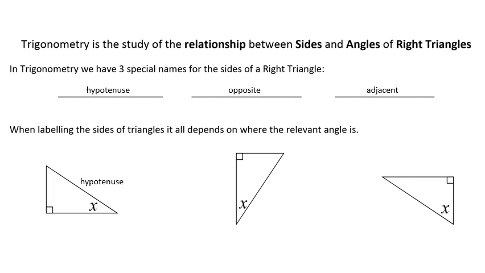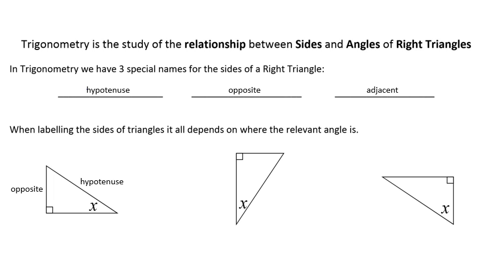The next side that we look for when we're labeling a right triangle is the opposite side. So just like the hypotenuse is directly across from the right angle, the opposite side is directly across from the relevant angle, or the angle that we're going to be working with. So in this case, the relevant angle is the x. It's marked with an x. So the side directly across from that is the opposite side, and we can mark that in.